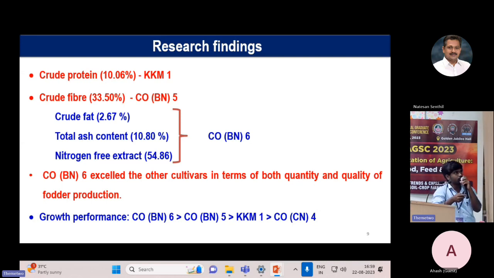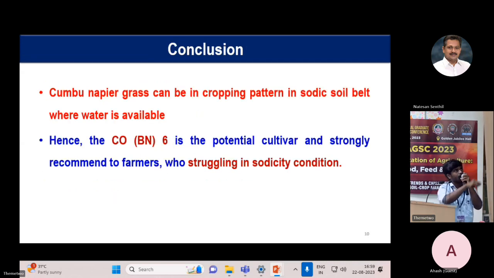Then coming to performance, Co6, Co5 and KK varieties, and Co4 is the least performing among the four varieties. From my research, I conclude that wherever good water is available in sodicity conditions, we can recommend this crop as optimum to attain better fodder production. Among the four varieties, Co6 is a potential cultivar, and I strongly recommend it to farmers struggling in the sodicity conditions in the Ramanad belt area. Thank you.